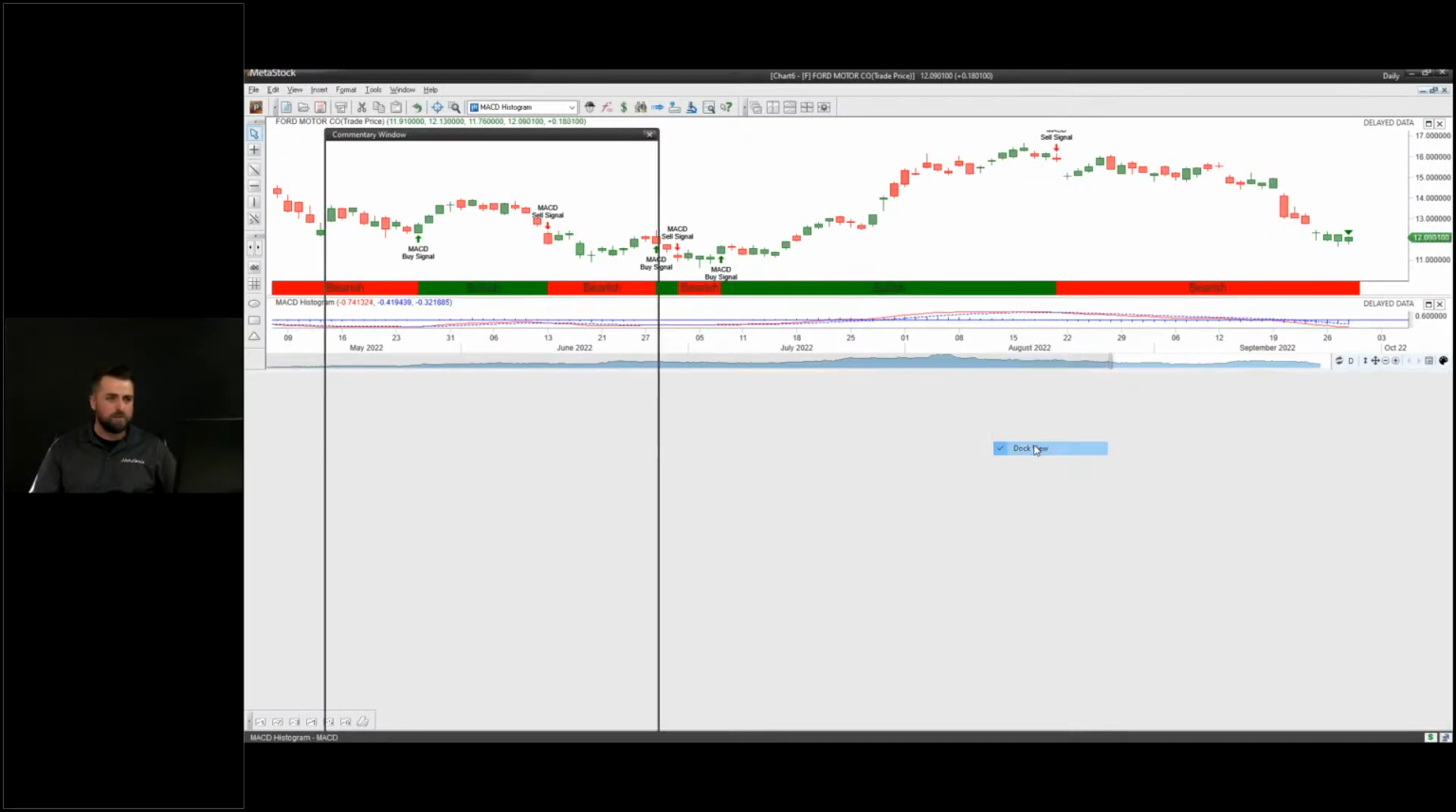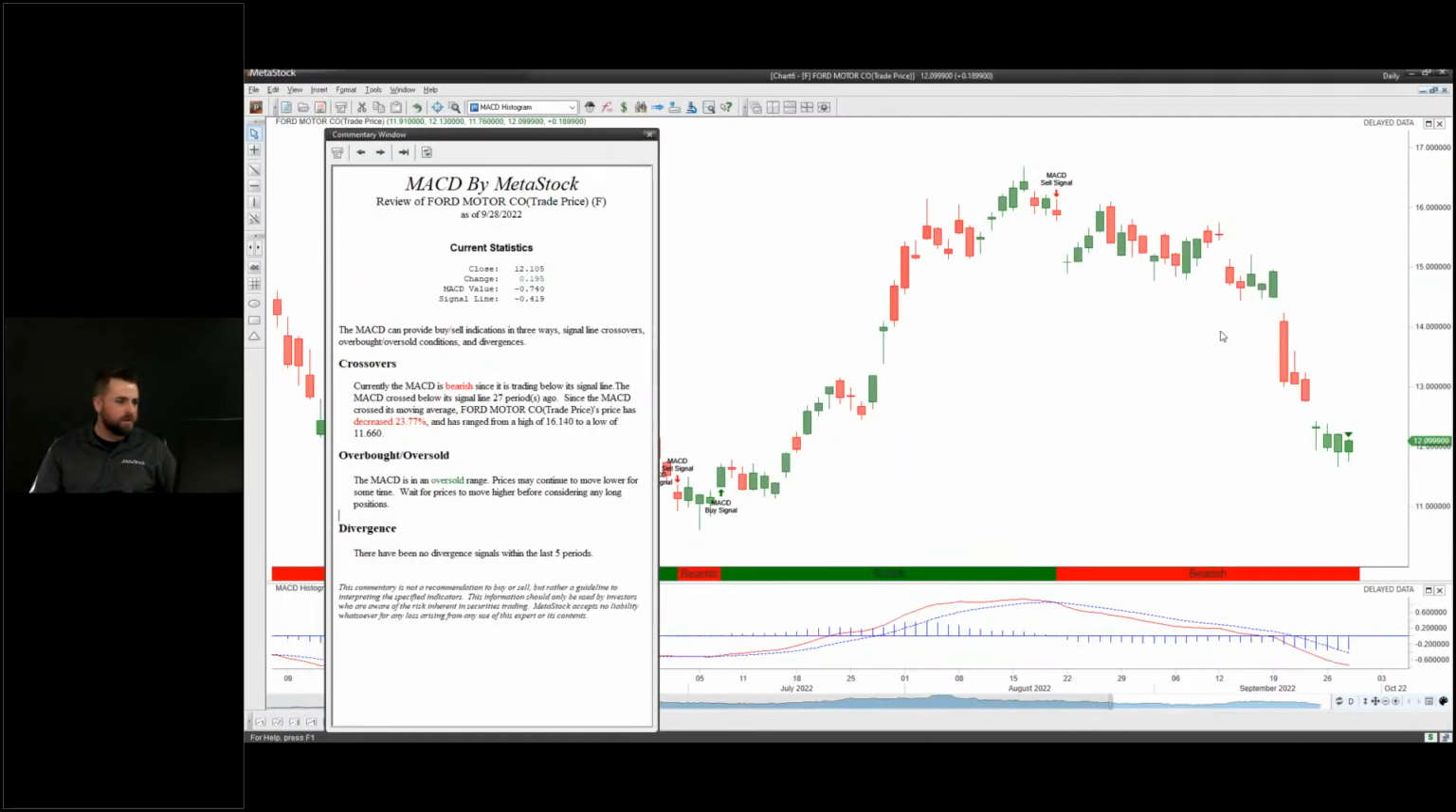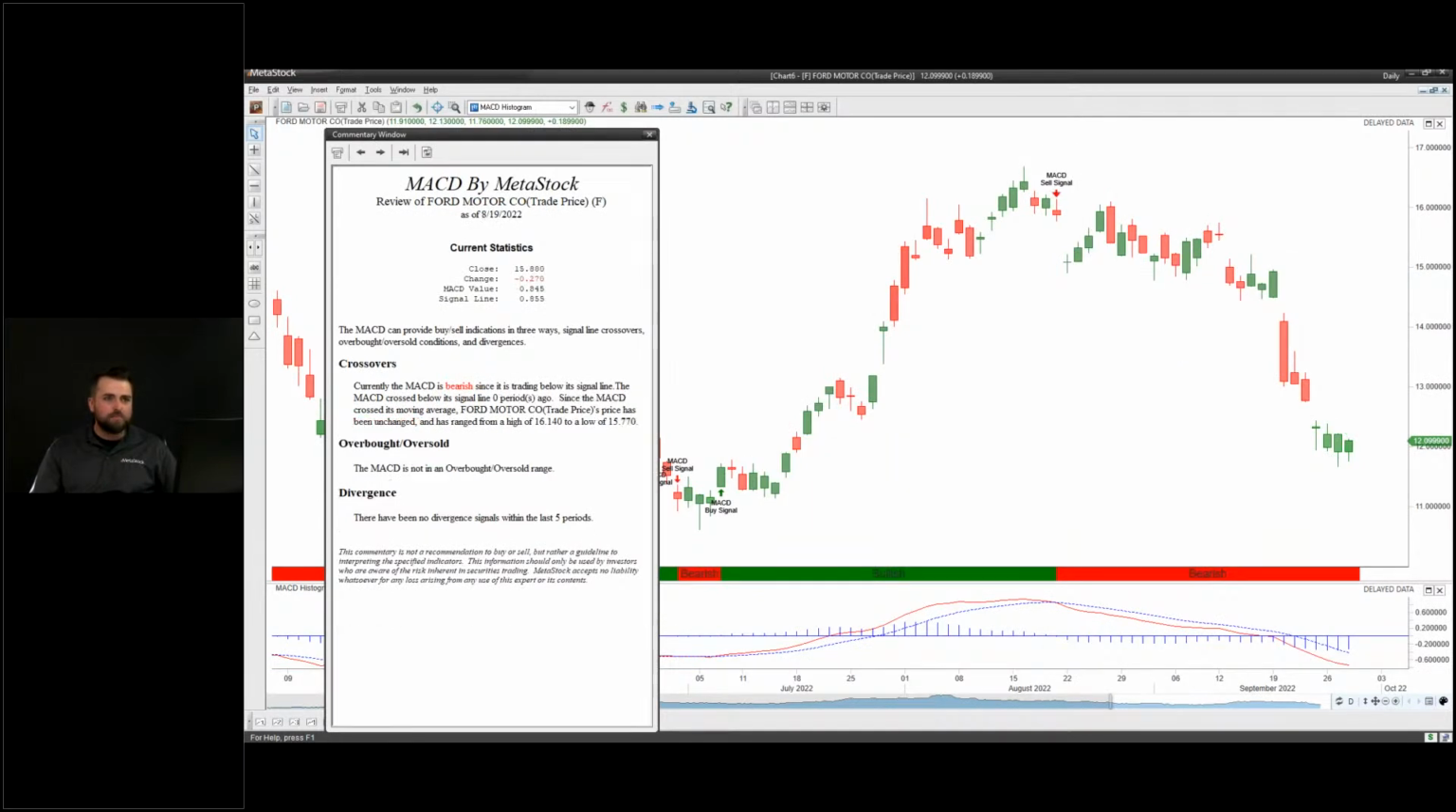Oops. So let me go ahead and actually undock that. Didn't want to do that. And then just another example I wanted to show you. If I go over here, and I'm going to click on this day where I got a signal, just to give you an example of this. So here it's telling me that this crossed its signal line 0 periods ago, so today. So that's why you're getting the signal generated today.